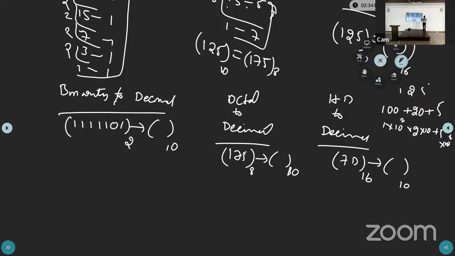Right? Similarly, for example 200 is 2 into 10 square. So this 10 square is the weight of this 2. And this 10 is the weight of this 2. And this 10 to the power 0 is the weight of this 5. Similarly, whichever number system you are having, the base powers of that number system are the weights. So now what is the base value? What is the power value, weight value for this?